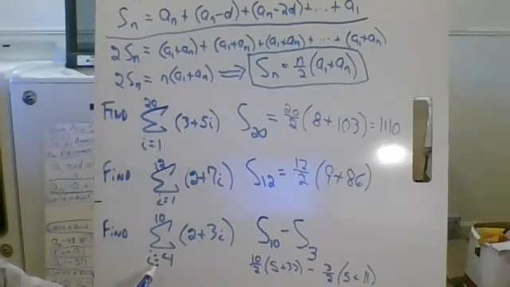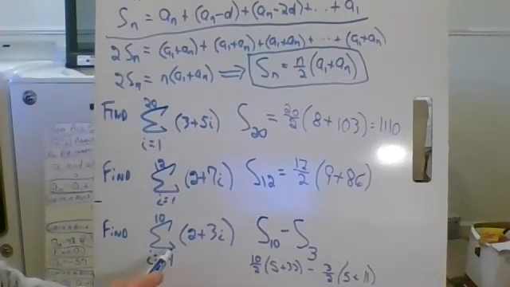The sum from the 4th through the 10th is the 1st through the 10th minus the 1st to the 3rd. You would be left with the 4th through the 10th. Okay? Then you can use your S sub n formula.